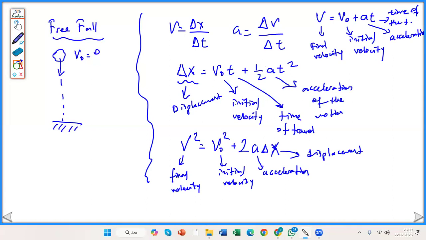As you see here, these are general formulas for that motion, and we can also use these formulas to calculate some important variables for the free fall motion.